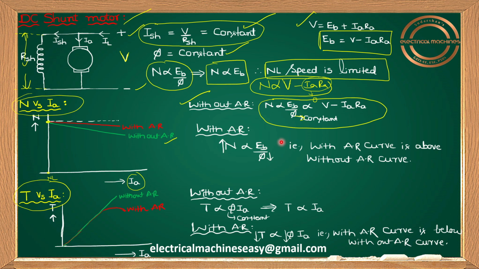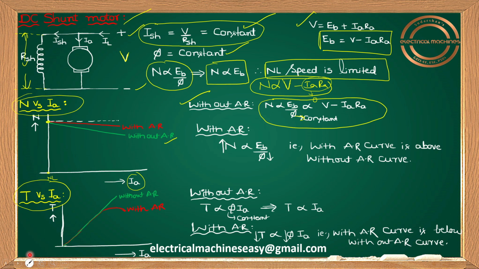So guys, try to understand here. With armature reaction means I should take the demagnetizing effect into account. That's why please try to keep flux in this equation. Don't remove this phi, because with armature reaction you have to discuss flux only. Therefore, let me keep flux in the equation, N proportional to 1/phi. And whenever demagnetizing effect is there, flux value will be reducing, N value will be increasing.